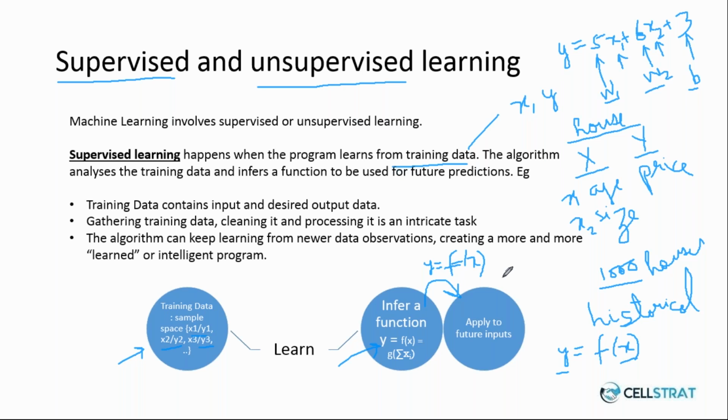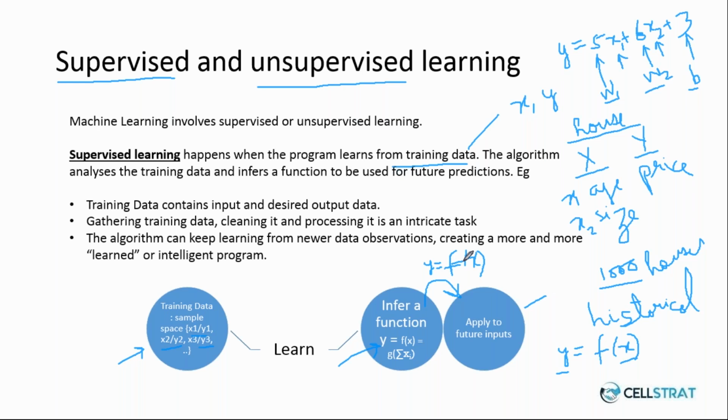So y is some function of x, and it could be that equation which I have shown at the top. And then I can use this equation to predict future values of y. Let's say a new house gets built in Bangalore later this year. Using this trained model and using the age and size of the house, I can predict the price of the house. Once I learn the model based on historical house price data, I can then use that trained model to predict the price of future houses which come into my system.